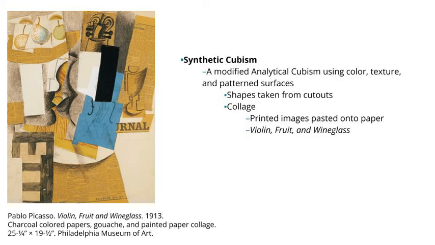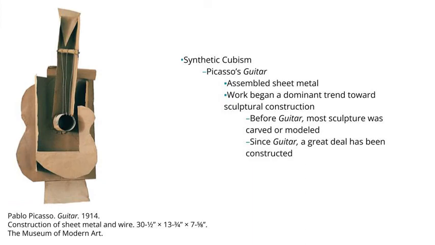Here is an example from Picasso. This is Violin, Fruit, and Wine Glass. And just to show that this doesn't all have to be in the two-dimensional plane, but can also be sculptural, we have Picasso's Guitar, which is assembled from sheet metal. So it is still assembling things together, sort of like the way that one would assemble different images and paste them together for a two-dimensional collage.